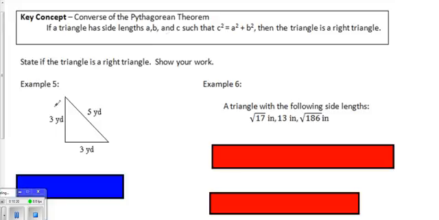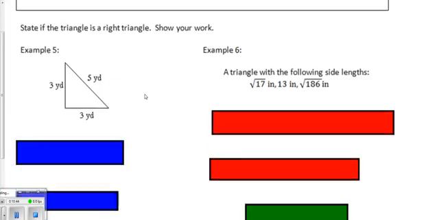So, looking at some of our examples, we are going to use these side lengths to say whether or not these are right triangles. If these match up and a squared plus b squared does equal c squared, then it will be a right triangle. If not, then it's not a right triangle.